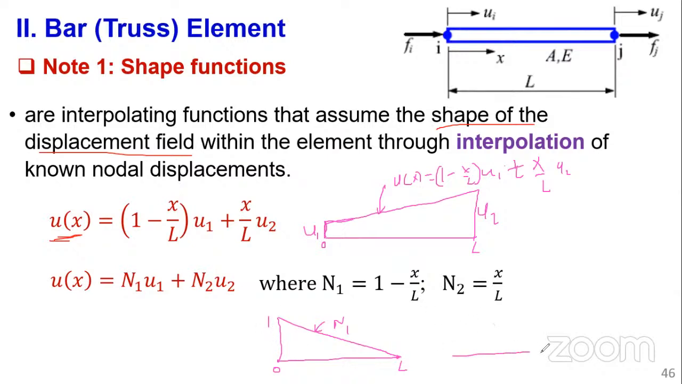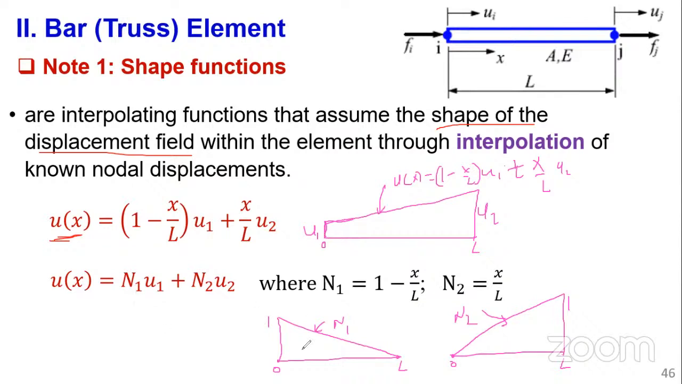Similarly, for n2, we want to see the variation between node 1 at 0 and node 2 at L. And we are saying at node 1, where x equals 0, n2 equals 0. And if x equals L, n2 equals 1. You can see this varies like that. So this is the n2. This is 1. So these are now the sketches of these quantities, n1 and n2.